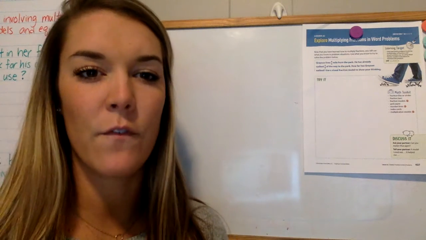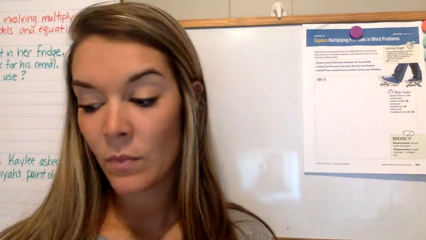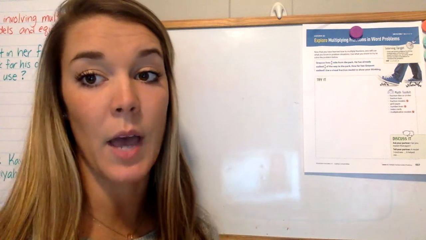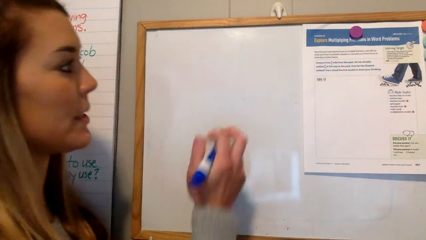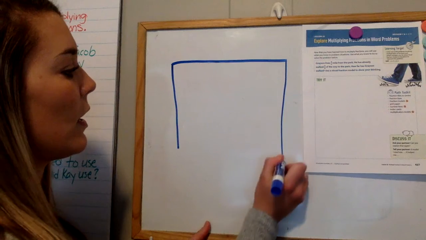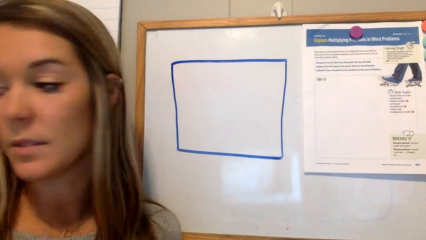Okay, it's asking me to show a visual model, so that means I need to do some sort of picture or diagram. One type I like to use is an area model. So we're going to go ahead and do that, okay? So I'm going to get myself started to do an area model by making a square. Everyone should do this in their RCC book, please.